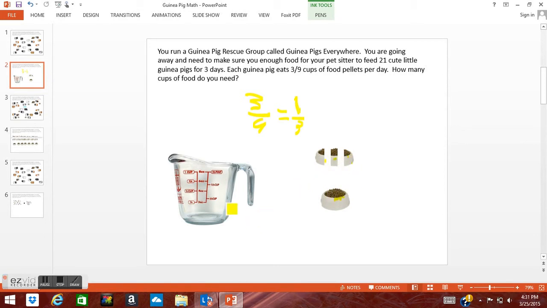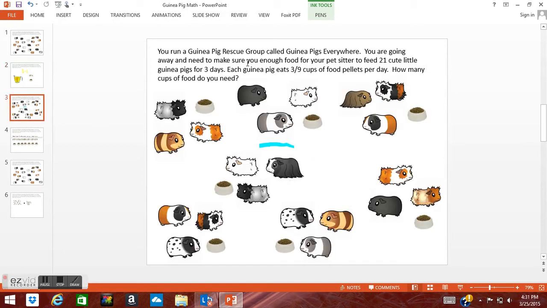So, let's say each 1/3 can go into this measuring cup. One right there. There's another 1/3 right there. There's another 1/3 of food right there. So there we have a whole cup. But if each guinea pig eats 1/3 of food per day and 3/3 equals 1 whole cup, that means we can feed a group of 3 guinea pigs 1 whole cup of food. Like this.